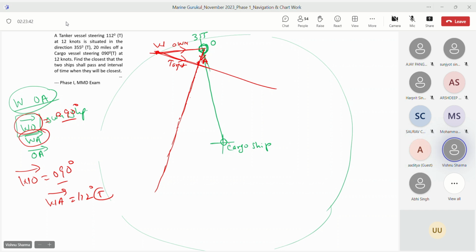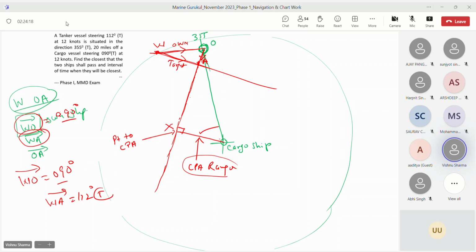because your own ship is being considered stationary at the center. Yes or no? Yes, sir. When you drop a perpendicular from here on this, this is the point of CPA. This is CPA range, and you can calculate the time to CPA. So he says find the closest that the two ships shall pass. That means he's asking the CPA range.